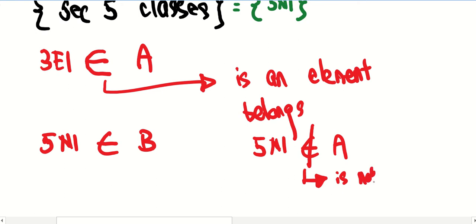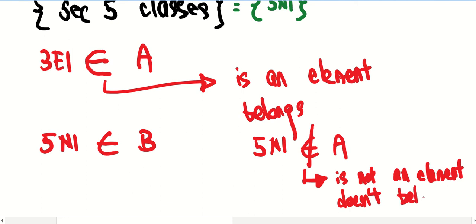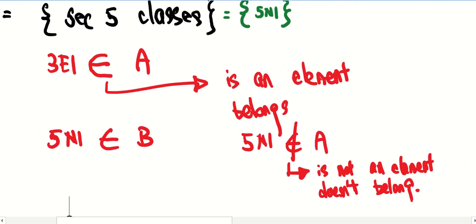Because the moment you put a slash, is not an element, doesn't belong. Okay, this is what mathematical notation is about. That means you have to write the language. You do not describe it. Okay, so that is what notation is about. Question? Quite okay, right? Okay, let me stop.